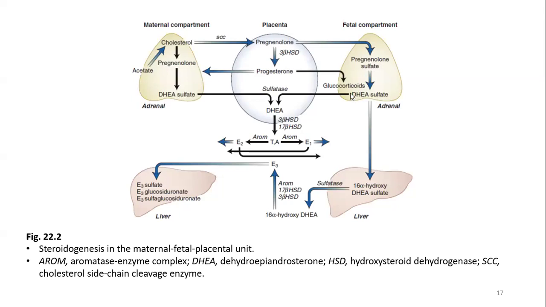and this DHEAS undergoes further conversion to form various types of estrogen like estetrol and estriol and estradiol as well. And the fetal liver also plays some role in the conversion of DHEAS to various byproducts. So this figure is very, very important. You will find this figure in the Williams textbook, so you should go through it.